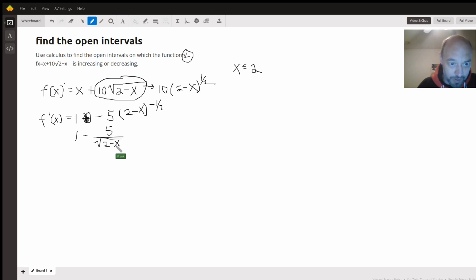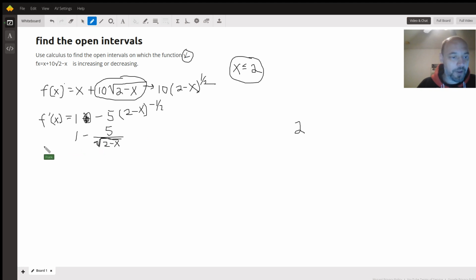Because the negative 1/2 power means it's 2 minus x to the 1/2 power in the denominator, and the 1/2 power is square root. So again, now the reminder: if x is equal to 2, then what's inside this square root is 0, and it's division by 0. So 2 is a critical point. The function does not exist beyond 2, but 2 is a critical point. That's where the derivative does not exist.